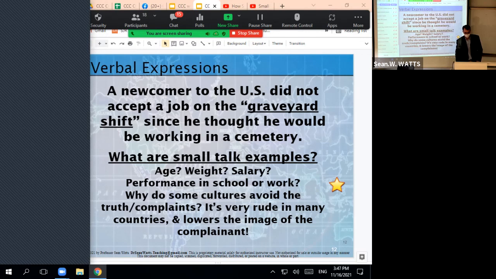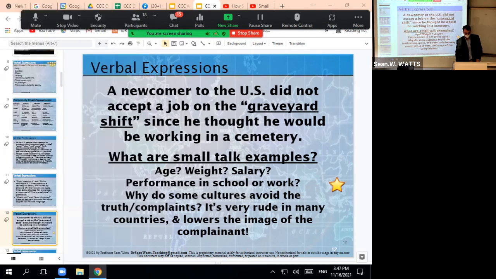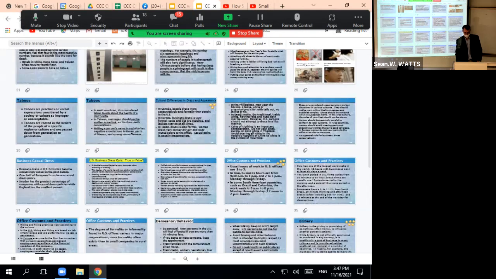Yes, very good. So we have over 15 people today. My plan is again to go through, and you can see here, this has 3 stars and it's talking about cultural differences in dress and appearance.